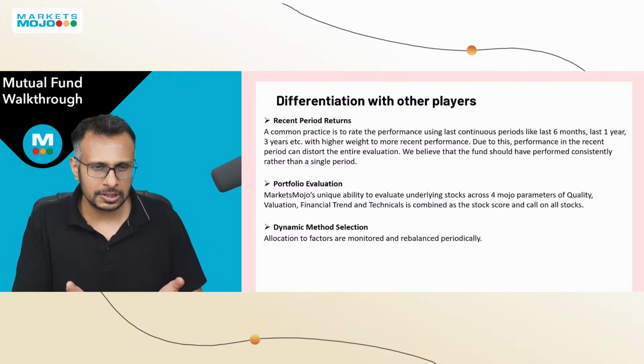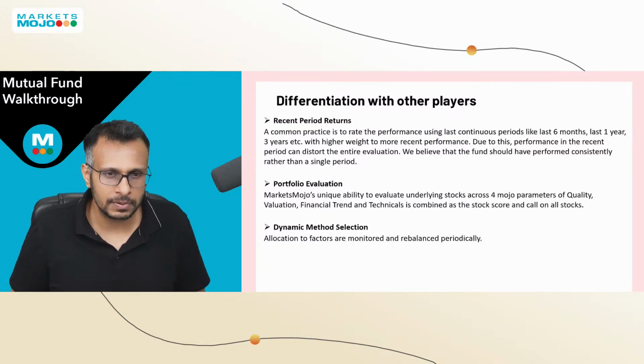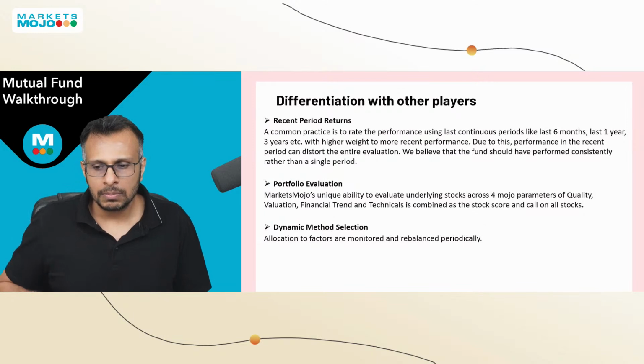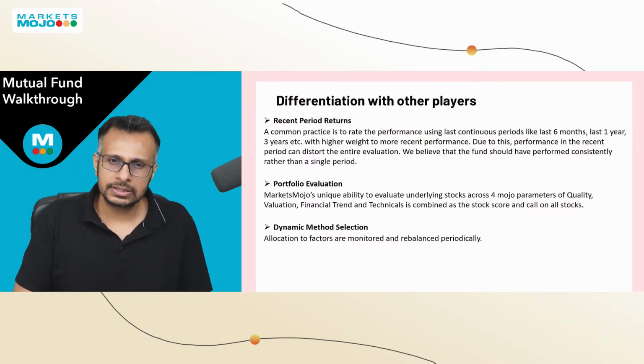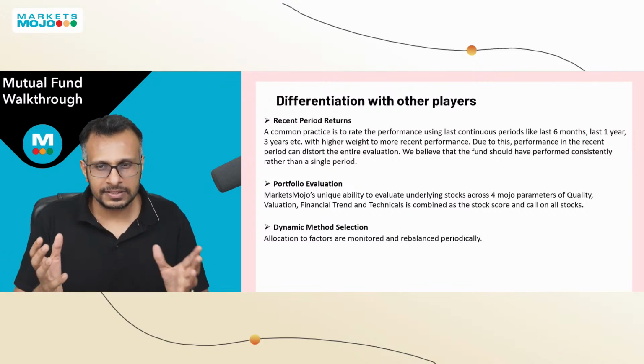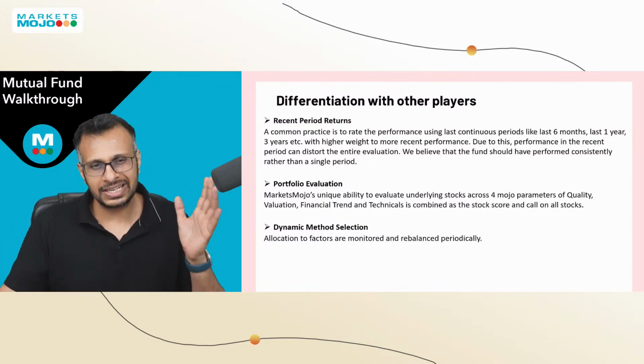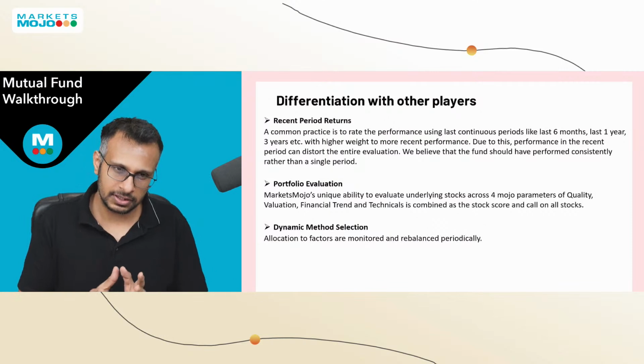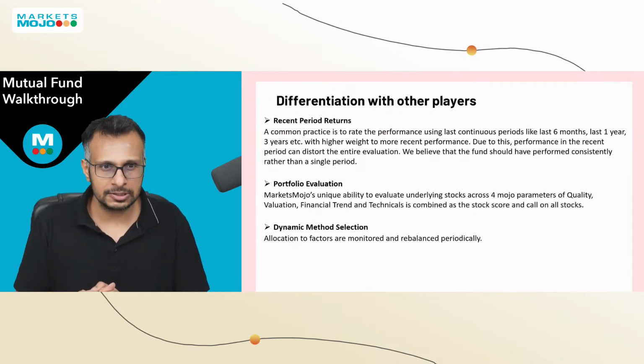How this is different from other players: there are a lot of different people who also rate mutual funds. But a couple of things that they do is, like I was telling you, consistency is very important. What we've seen with other players is that they take trailing periods. And like I was saying, if the latest month or latest period is bad, it affects all the trailing performance.